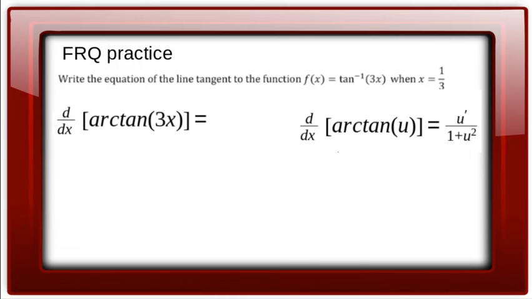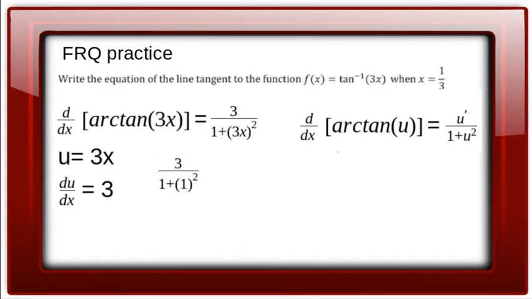So we're going to have the derivative of arctan of 3x. Well, the u of that is 3x, and the du over dx is going to be 3. Plug that into the general formula that we already know, and we're going to have 3 over 1 plus 3x squared. Well, we're then going to plug in that 1/3 for the x, and we're going to have 3 over 1 plus 1 squared, which is just going to be 3/2.